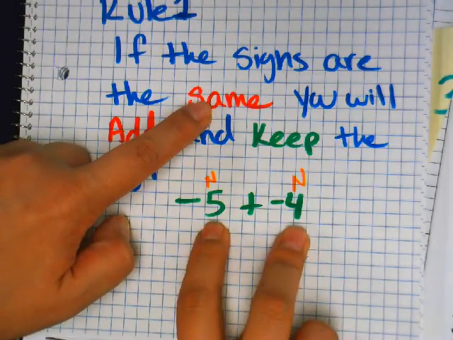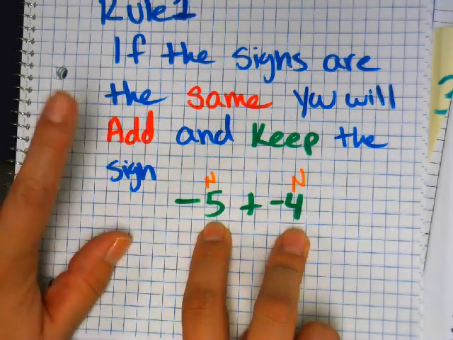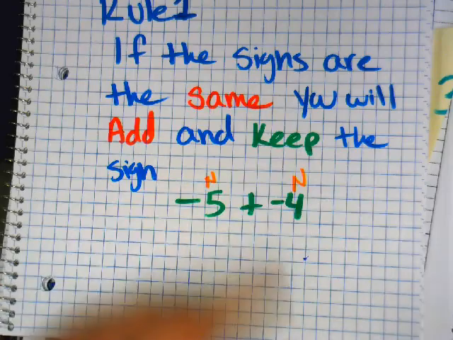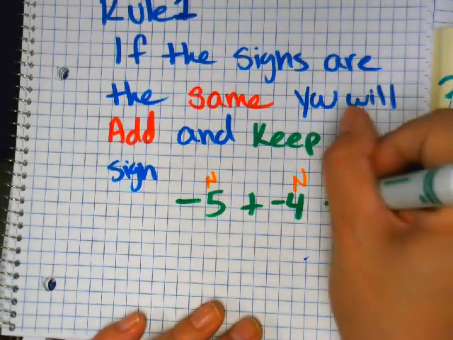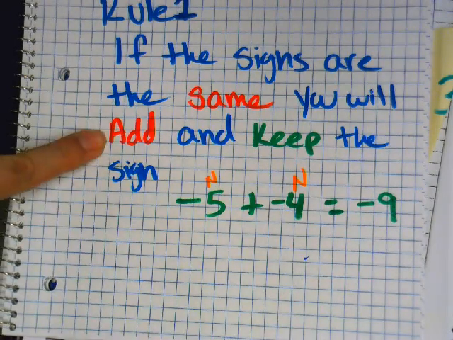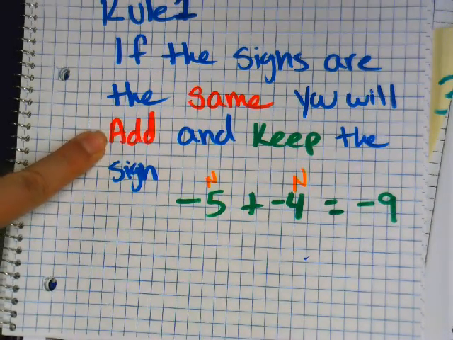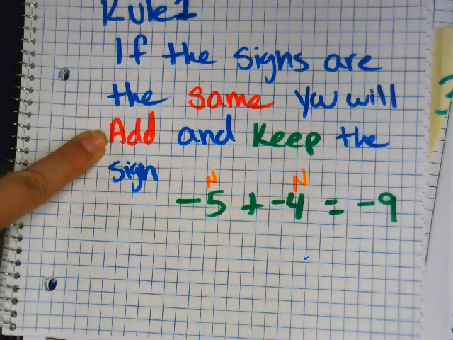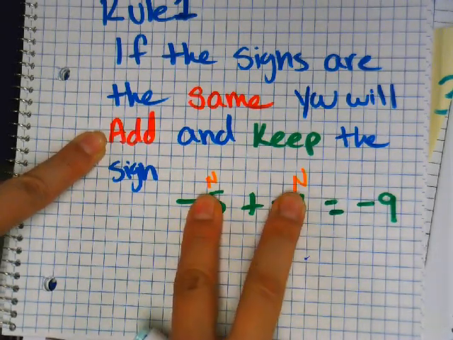What am I going to do with these 2 numbers? I'm going to add them. Very good. And you keep the sign. So my answer will be? Negative 9. We add them because they're the same. They're both negatives, so we add them.